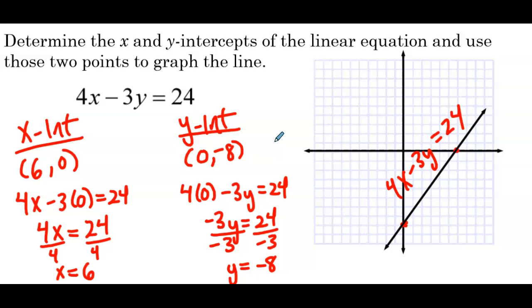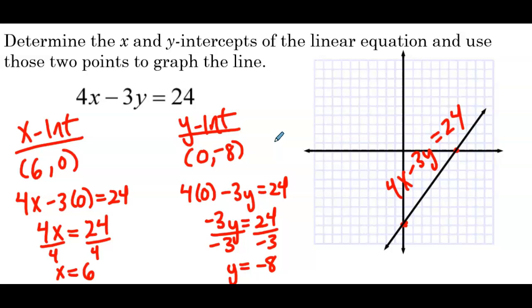Okay, this process of finding the x and the y-intercept will always be helpful in coming up with the graph of an equation. Now, we will learn more efficient ways to graph a line, and some you may have seen before, but for right now, if you ever get stuck, if you can find the x and the y-intercept of the equation, you have enough points to graph the line.